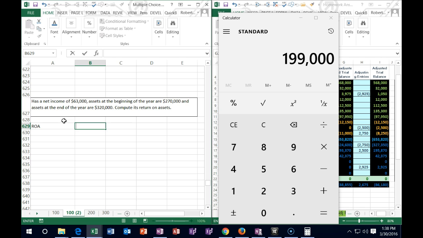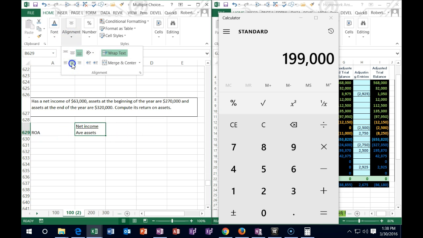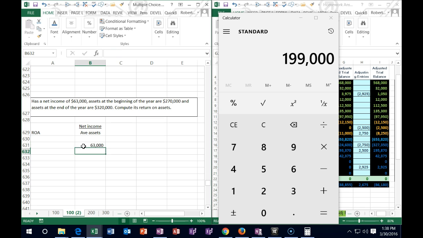Well, let's do this. Net income. This is the formula. I'm going to hit Alt Enter just to write this out. And then we have to have the average assets. And then I'm going to highlight this up here and underline this. Fonts, underline that, enter. And then I'm just going to center this just so we can practice the formatting. That's the formula. So net income we know. We're going to put that on the top. That's 63,000. That's how we did.